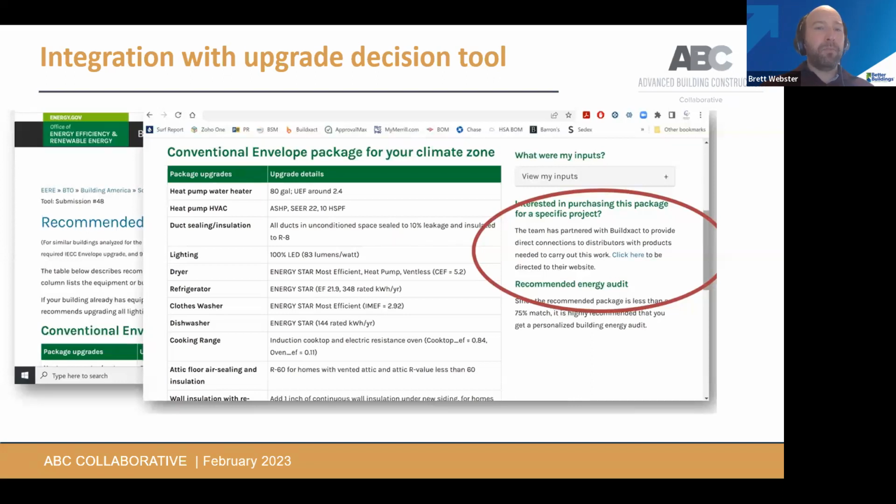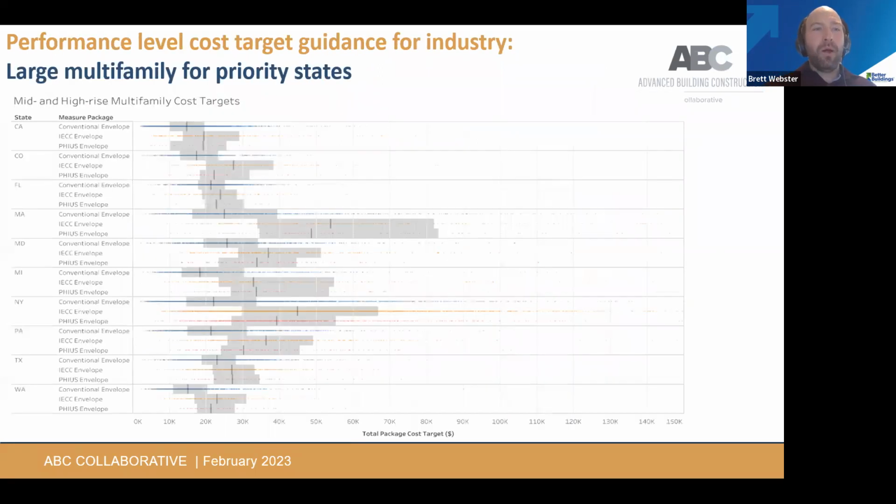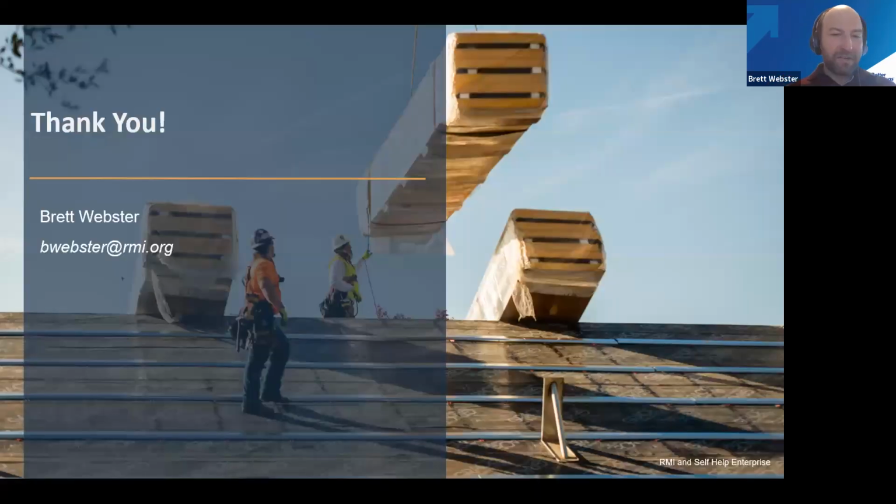And then I think I'm going to gloss over the next two slides just for the sake of time, but just highlight that in the report, next slide, please, we also provide cost targets that are really aimed at industry, next slide, please, for what we think these packages should target in terms of installed cost via package and in these priority states where we think advanced building construction solutions are poised to scale in the market. So next slide. Thank you very much, and I'll pass it to the next presenter.